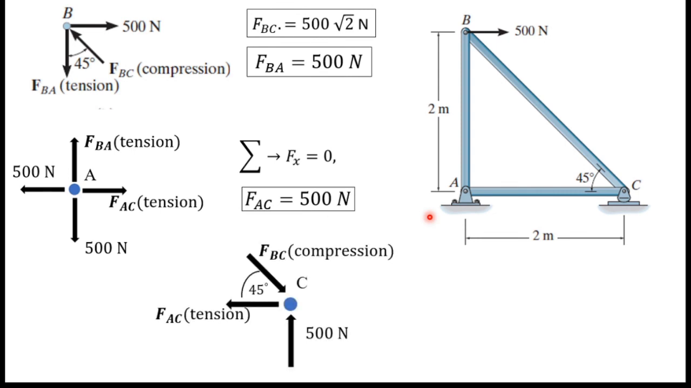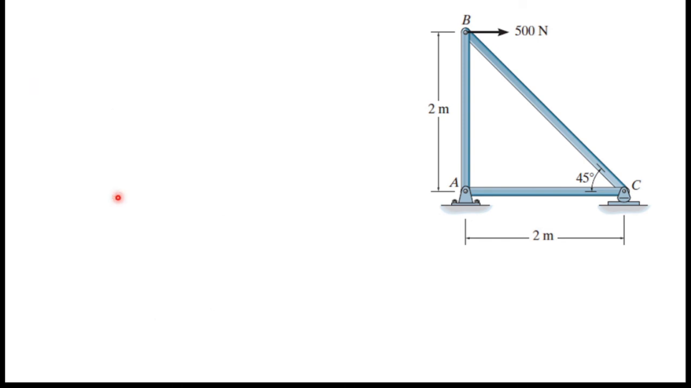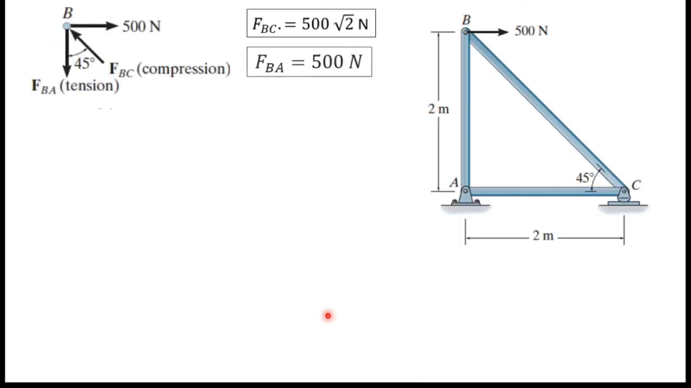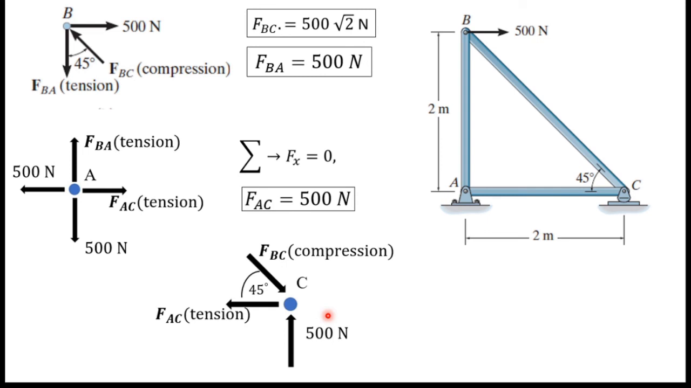Now I know all the members, because this force is equal to this force. If I consider this member, this force is equal to this force, right? Therefore, now I know all the forces of this system. So that's how we analyze a simple truss using the method of joints.